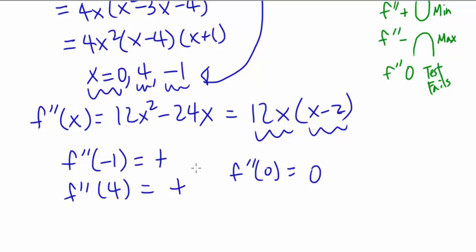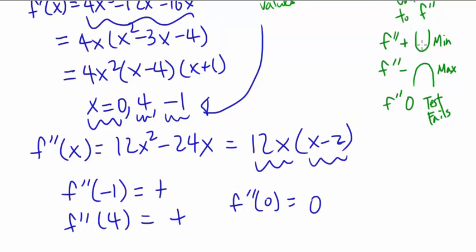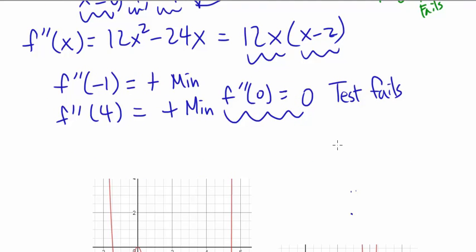Now what can we conclude? Well, f double prime at negative 1 is positive, and if f double prime is positive, that means relative minimum, and the same thing applies to f double prime at 4. Now what can we conclude about f double prime of 0? You cannot conclude anything because f double prime is 0 and the test fails in this case. So in this case we have to use the first derivative test. Let's put f prime, and we have negative 1, 0, and 4 as our critical values.